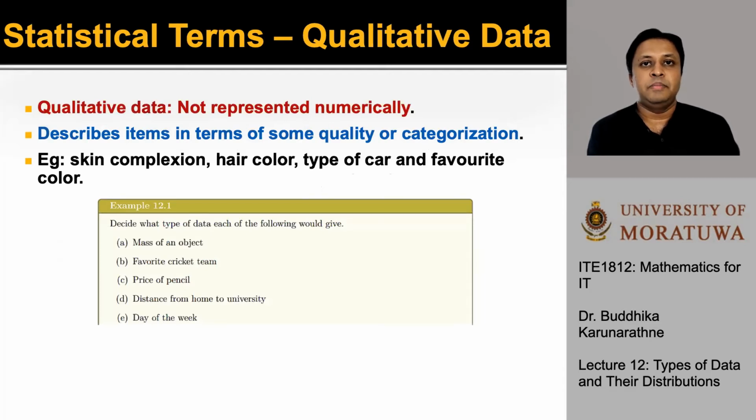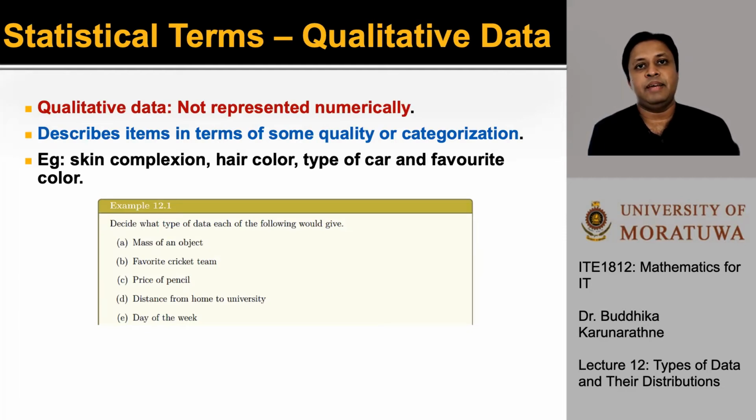Now, the other major category is qualitative data. These are data that cannot be represented numerically. It can be described in terms of some quality or categorization. Some examples would be skin complexion, hair color, type of car, favorite color, and so on.